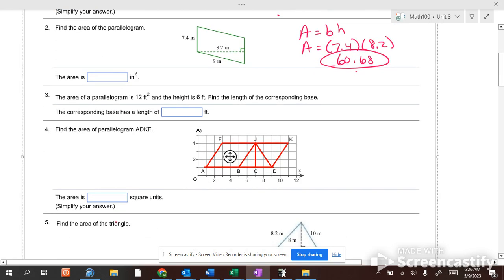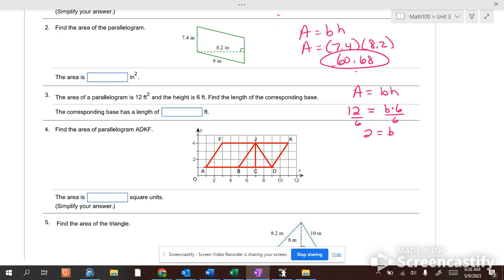The area of a parallelogram they give us in the next one. So area equals base times height. So the area is 12. The height is 6. What is the base? Well, if we divide each side by 6, the base equals 2. 2 feet for the base.